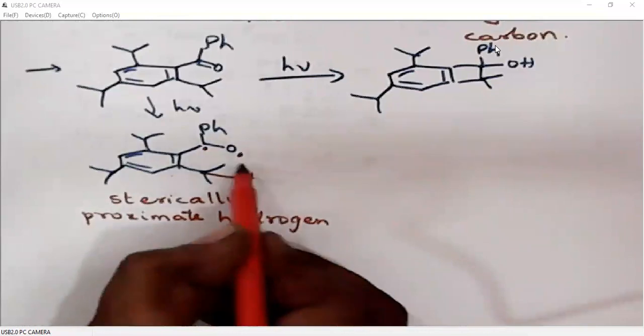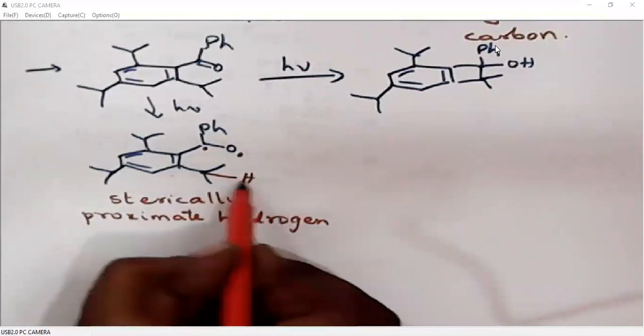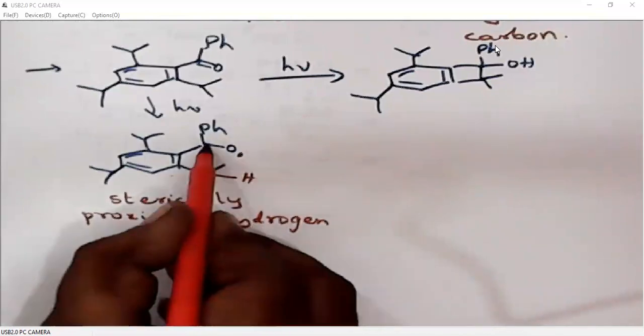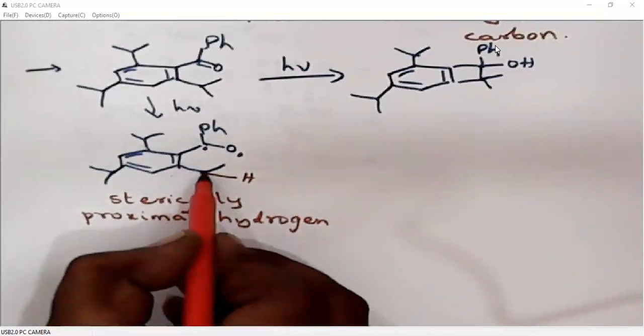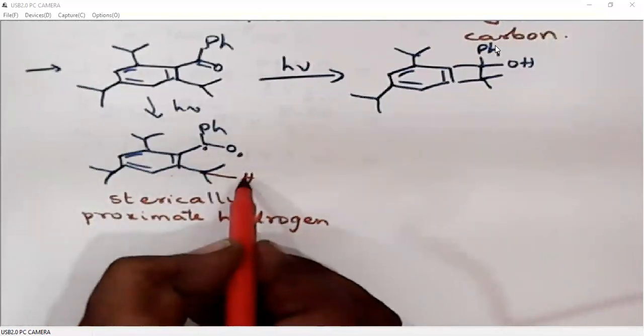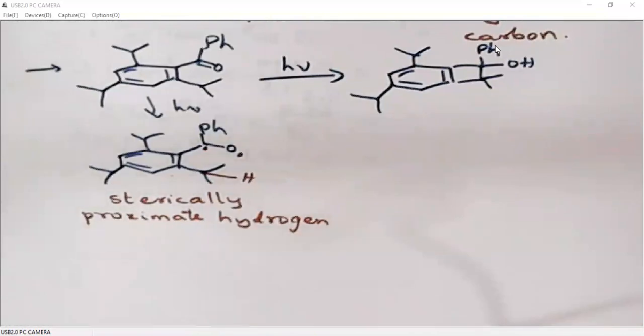Now you count the number of atoms involved in this. 1, 2, 3, 4, 5, 6. So that means the hydrogen which is placed at the 6th position can be easily abstracted.